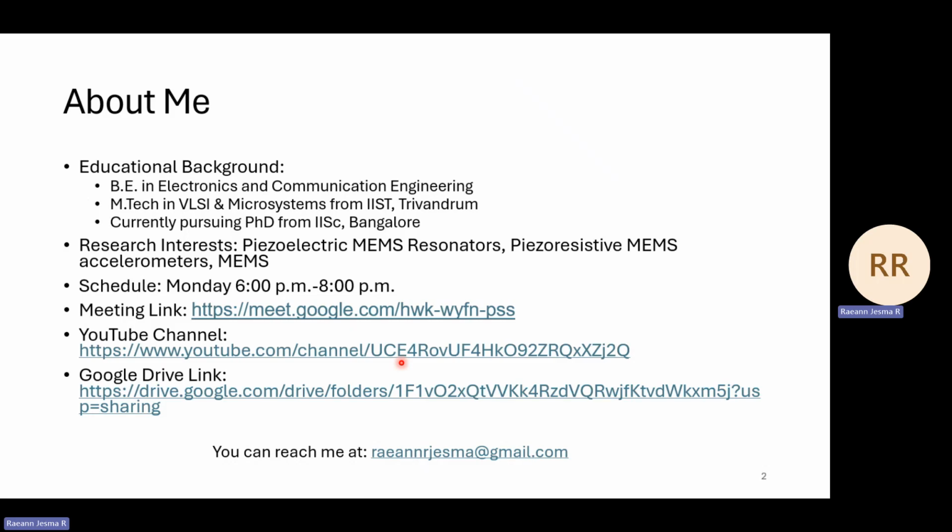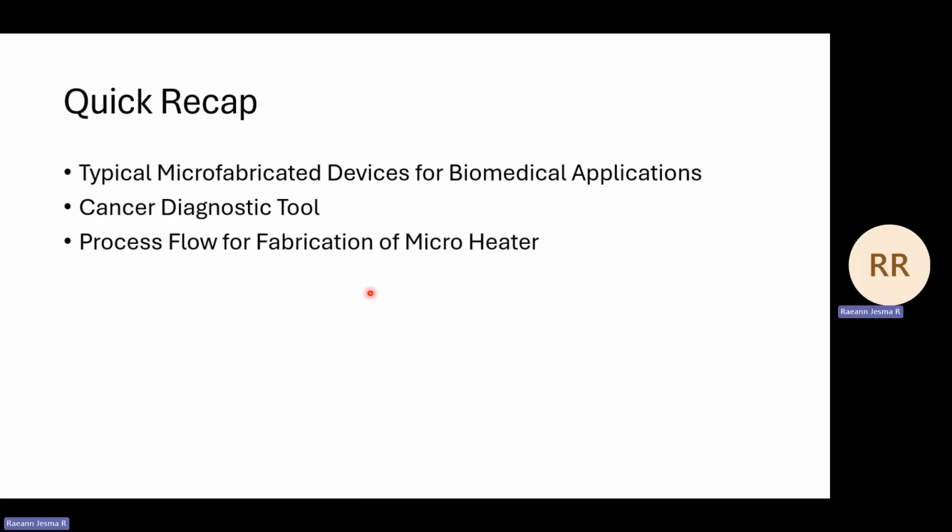First, we'll start with a quick recap of the various content that was covered in the week 5 session. We had some content regarding the microfabricated devices for biomedical applications.